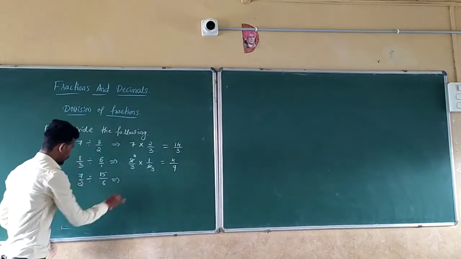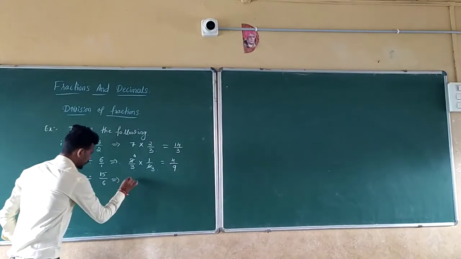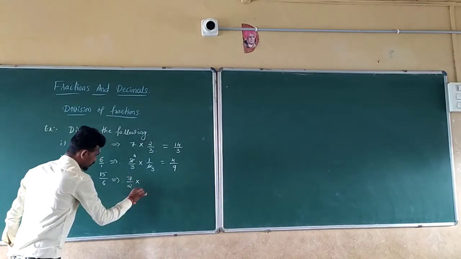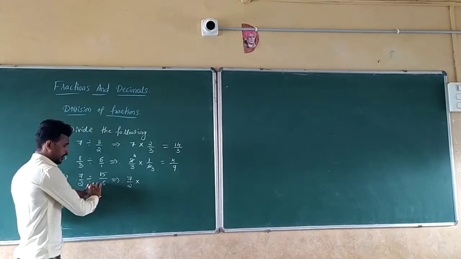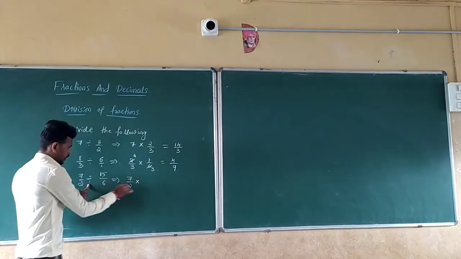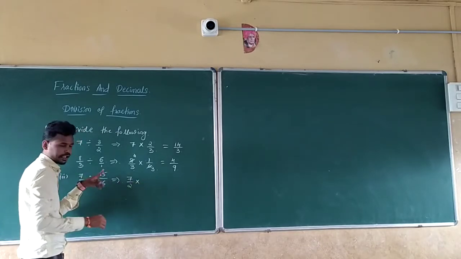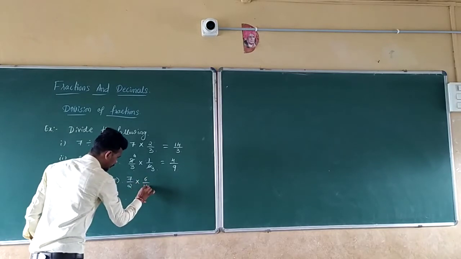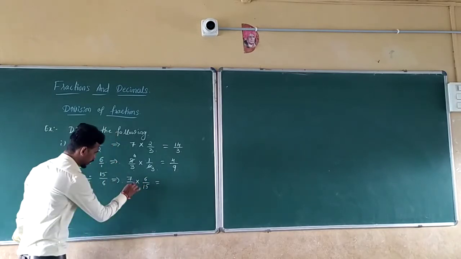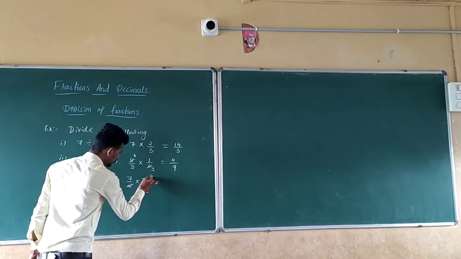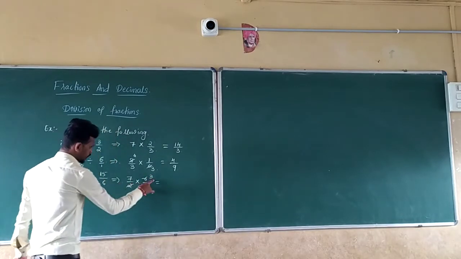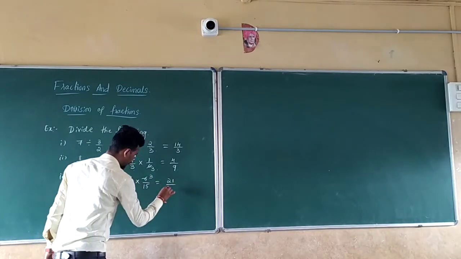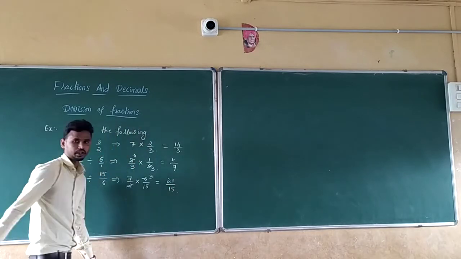Next, similarly with the third one also. Keep the first number as it is, 7 by 2. Now change the operation sign, division into multiplication, and reverse the second number. That will become what? 6 by 50. So here it is 2 1s are 2 3s are. So 7 3s are 21 divided by 50.